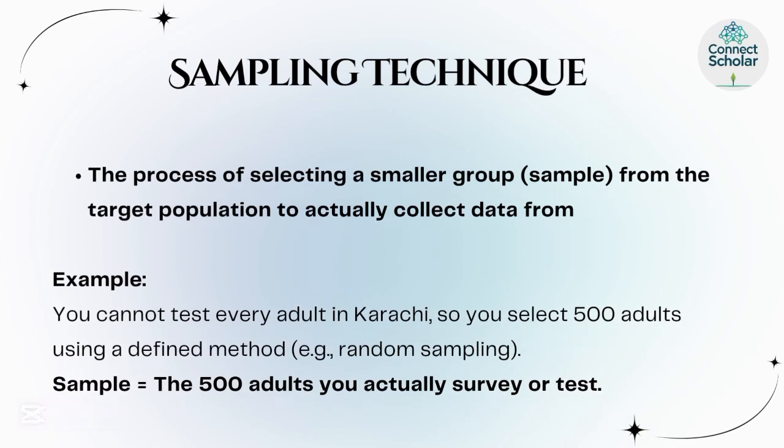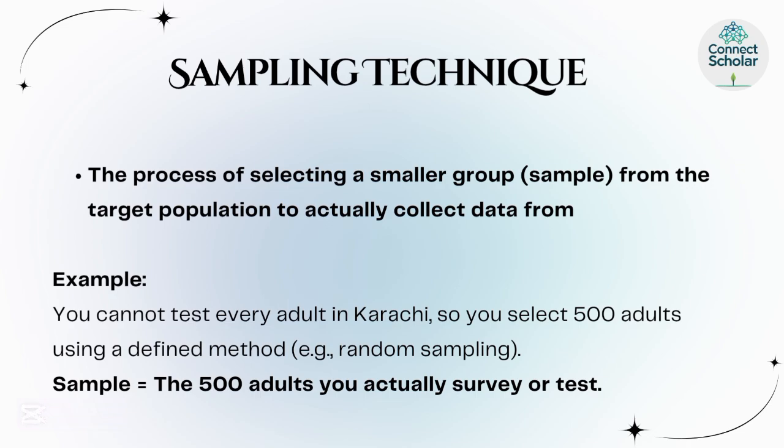Next is sampling technique. This is the process of selecting a smaller group, or a sample, from the target population, which means you will be focusing on a smaller group to collect your data from, because it's not practically possible to test every adult in Karachi. So you select 500 adults using a defined method, for example, a random sampling method. By this, your sample size becomes 500 adults living in Karachi. Now, sampling techniques, my friends, is also another very broad topic, and it also requires a dedicated video.